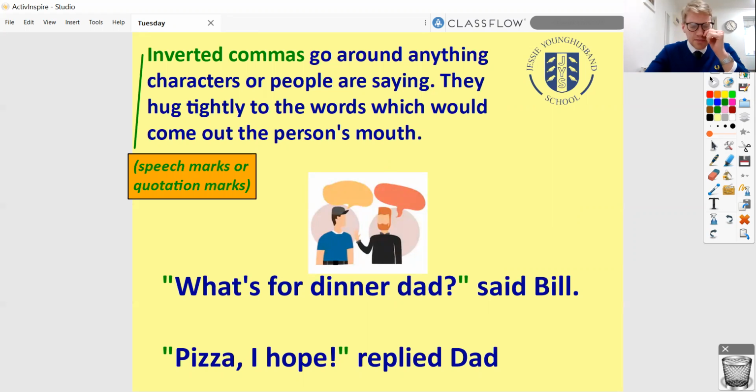Just a quick reminder for the mums and dads out there, you'll probably know them as speech marks or quotation marks. But the phrase that you'll hear in schools is always now inverted commas. We always call them inverted commas. Those are the speech marks or quotation marks. Inverted commas is the phrase that we use in school, so it's really good if you can match at home the language that we use in school as well.